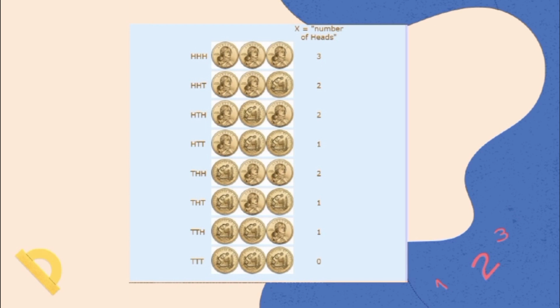The next thing that we must do is to count the number of heads. In HHH, there are 3; HHT, 2; HTH, 2; HTT, 1; THH, 2; THT, 1; TTH, 1; TTT, 0. Based on the table, the number of heads can be 0, 1, 2, and 3. Therefore, we can say that the possible values of X are 0, 1, 2, and 3.